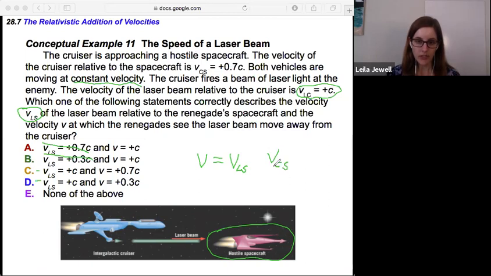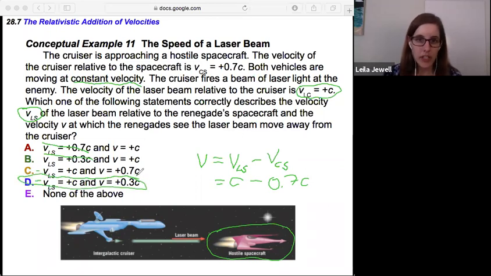The speed of the laser is going to be higher than that of the cruiser, so the laser is going to be still approaching the spacecraft, but it's not going to be moving away from the cruiser at a full speed of light c. The relative velocity of it moving away from the cruiser is just the difference in these velocities, so c minus 0.7 c. And so the result here will come out to D, this 0.3 c.